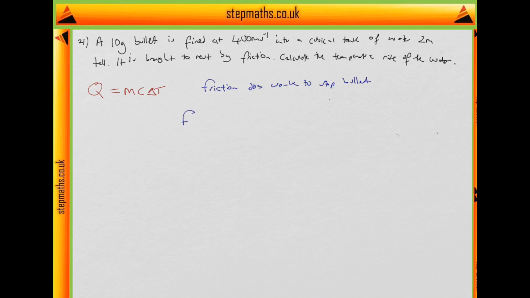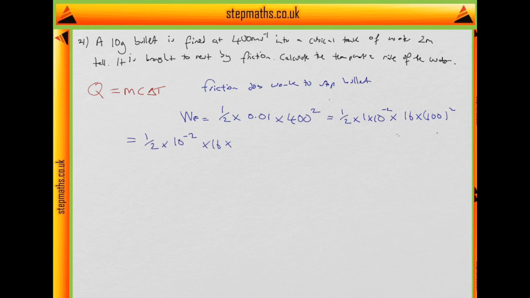So the work done by friction, we'll call it WF, will be equal to the kinetic energy at the start. That's half times the mass, which is 0.01 kilograms, times the velocity squared. So that's 1/2 times 1 times 10 to the minus 2 times 16 times 100 squared. That's 1/2 times 10 to the minus 2 times 16 times, well, 100 is 1 times 10 to the 2, so that squared is 1 times 10 to the 4. So that comes out as 8 times 10 to the 2 joules. So that's how much work the frictional force must do.